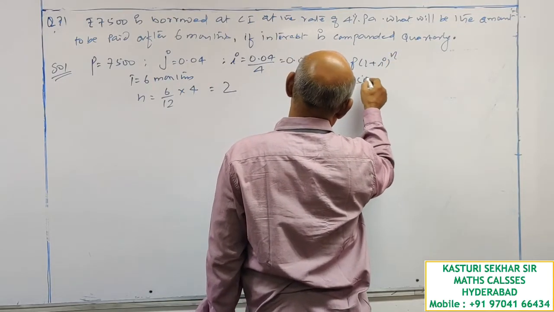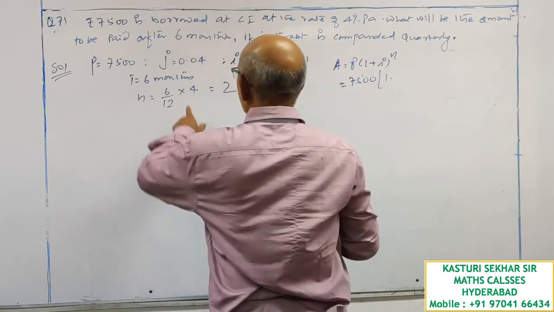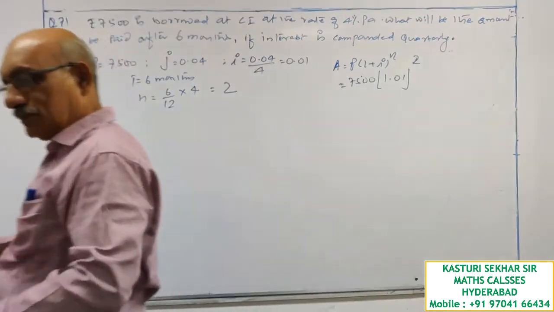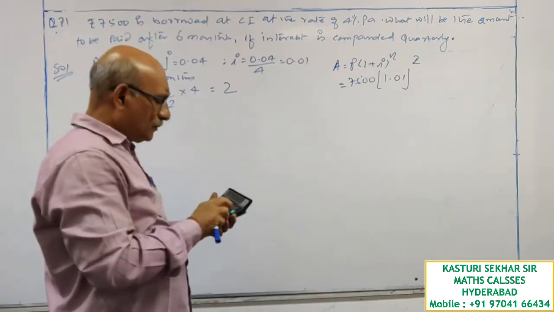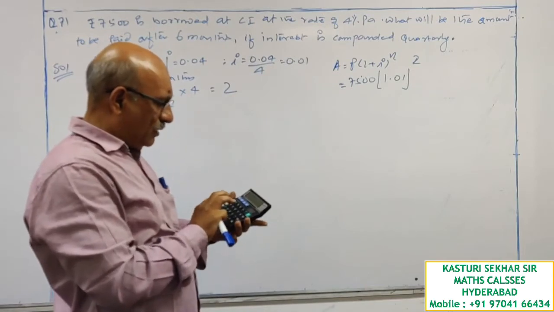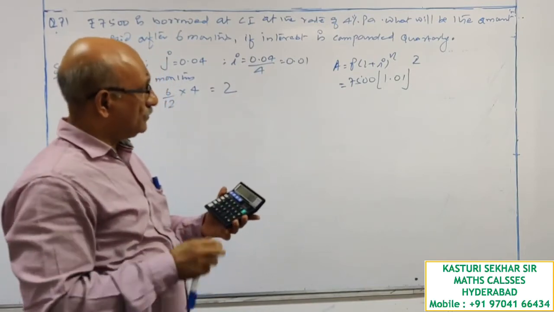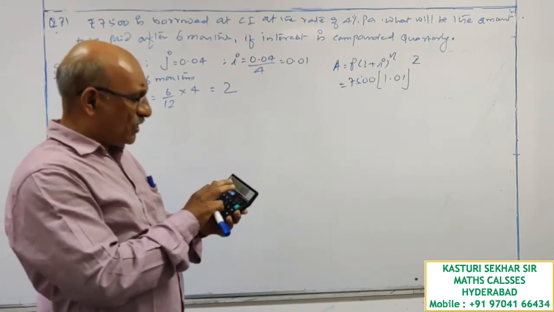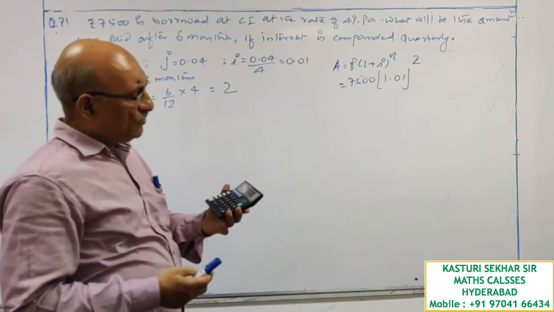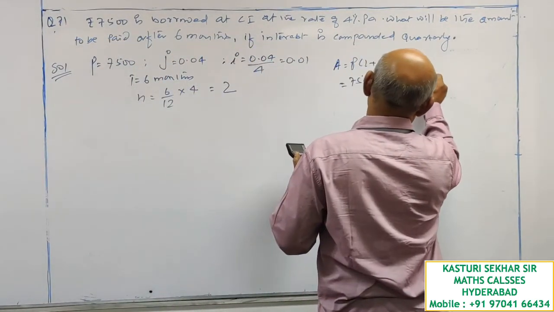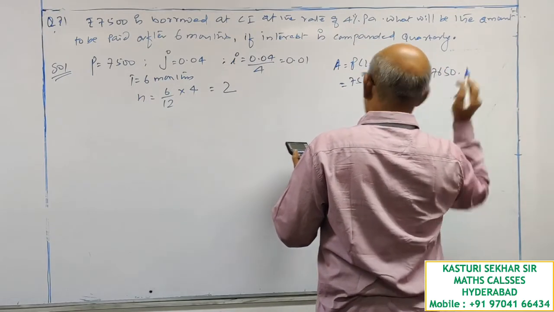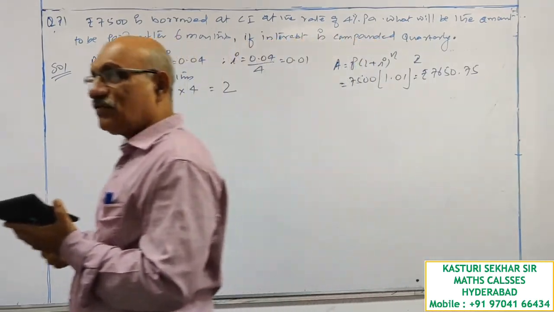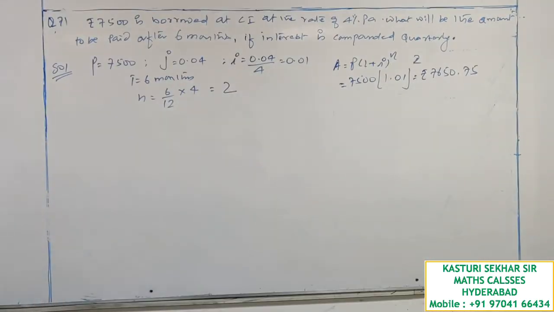Principal is 7,500, into 1.01 whole to the power of 2. This is 1.0201 multiplied with 7,500. This is rupees 7650.75.